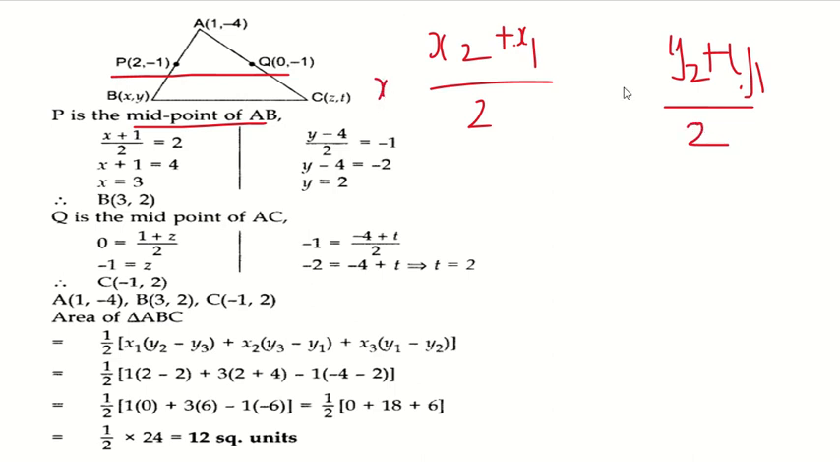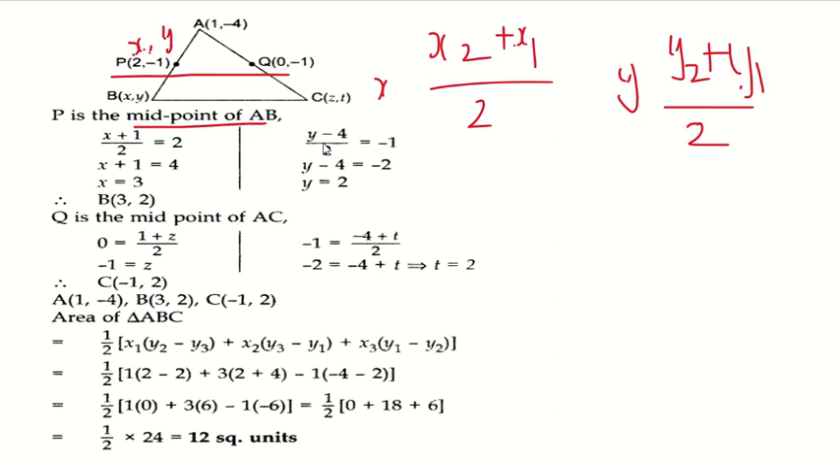Okay, this is x midpoint and this is y midpoint. So, what is the x point they have given here? This is x comma y, right? So, what will you get now? (x plus 1) by 2 equal to what? 2. So, what is x plus 1? x plus 1 equal to 4. So, x is equal to 3. So, what is the coordinate of B now?